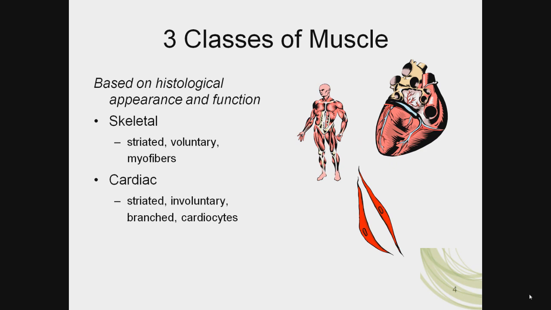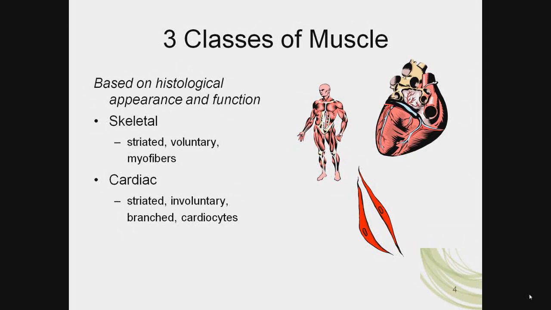Cardiac cells, cardiac muscle. It's striated like skeletal, but it is not voluntary. Do you consciously think about having your heart muscle contract? No, you don't. The fibers, the myofibers, the actual cells are branched. So they are not parallel like the skeletal muscle myofibers. They branch like our freeway system.